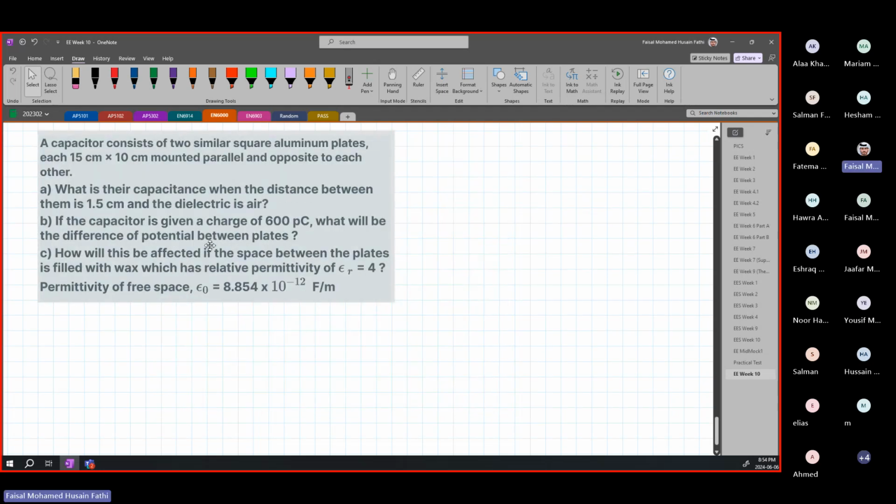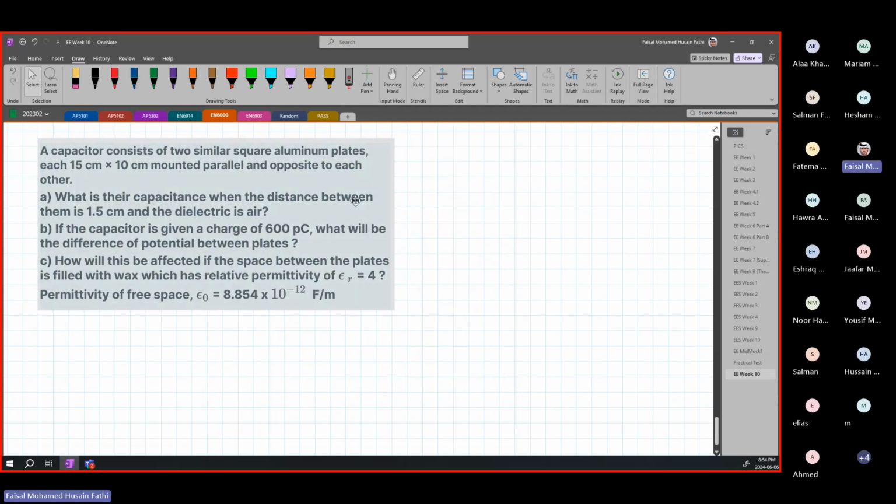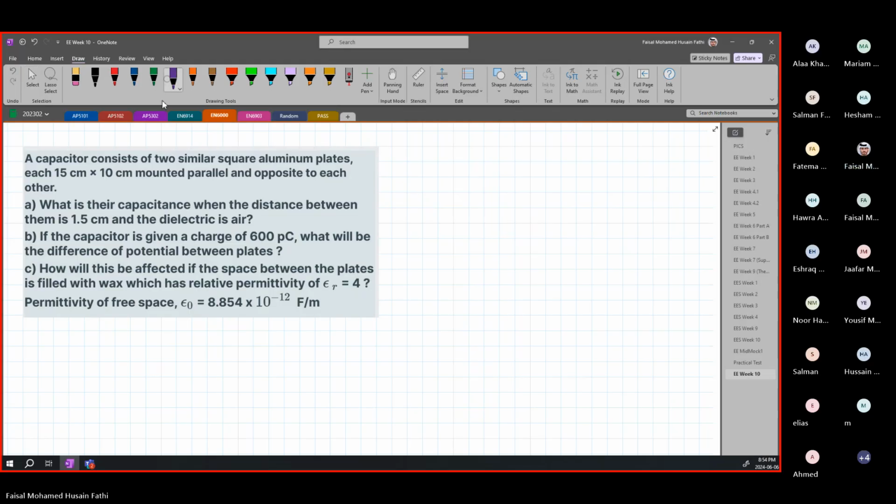A capacitor consists of two similar square aluminum plates, each 15 centimeters by 10 centimeters, mounted parallel and opposite to each other. Before I move on, what does this mean? The best thing in the question is that it said square but gave you the dimensions of a rectangle. Just ignore that. So it's a rectangle, aluminum plates. What does this mean?